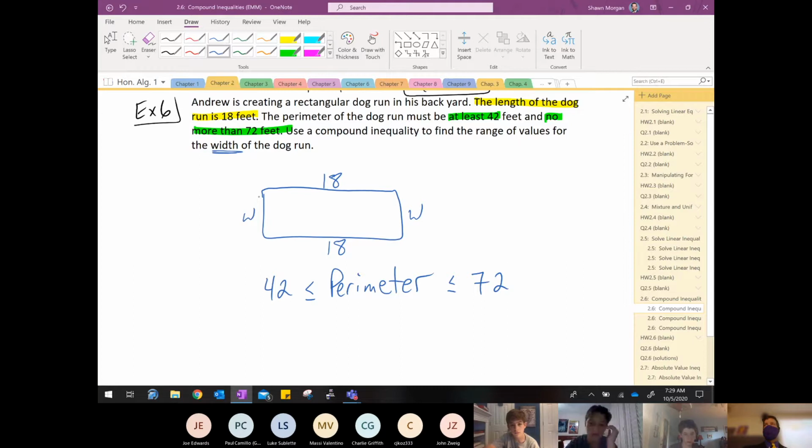Come on, be bold. Jack, you got it. 18 times 2 plus X times 2. What the dump? 18 times 2? Can you not tell me that's 36? Go ahead and tell me it's 36. 36. Perfect. And then we've got 2W plus 36. That's the expression for my perimeter. Okay.